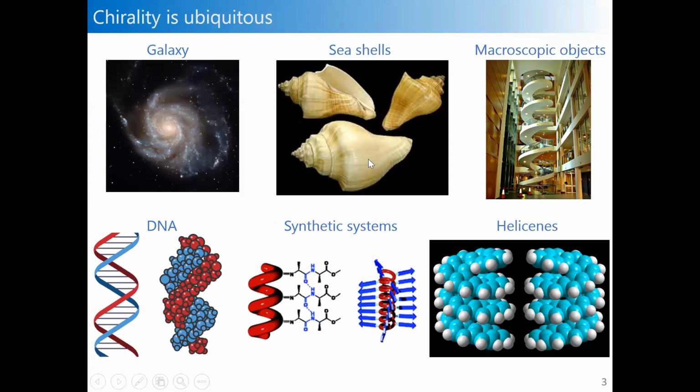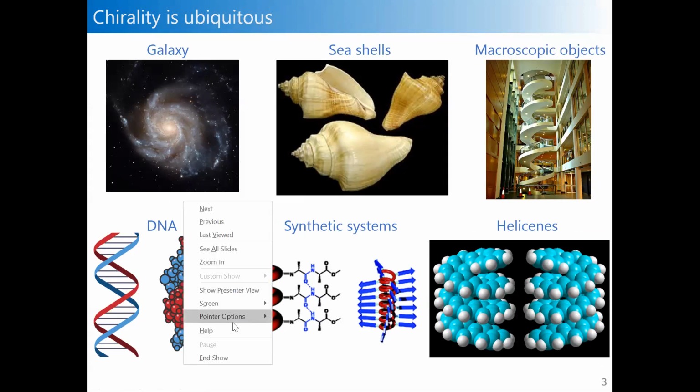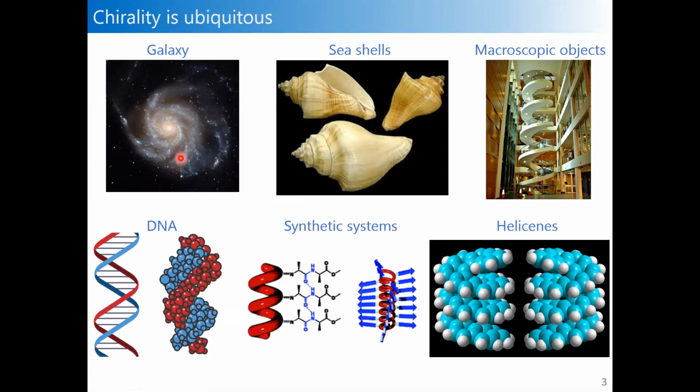I'm sure we're all very much aware that many things in life are chiral, starting from macroscopic things like galaxies down to the atomic and the molecular, and some people say even some of the subatomic particles are chiral. So chirality is ubiquitous to life, and it has a very significant part in life itself. These are some of the length scales at which chirality is expressed.